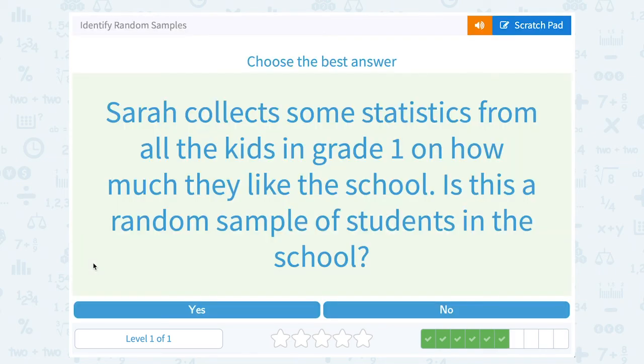Sarah collects some statistics from all the kids in grade 1 on how much they like the school. Is this a random sample of the students in the school? Well, if she surveyed all the kids in grade 1, that is a good way to do the survey because she's including everybody, but it's not random. For this to be a random survey, she would have to pick maybe every third kid or every fourth kid or at random select people. If she's surveying everybody, it's not a random sample.